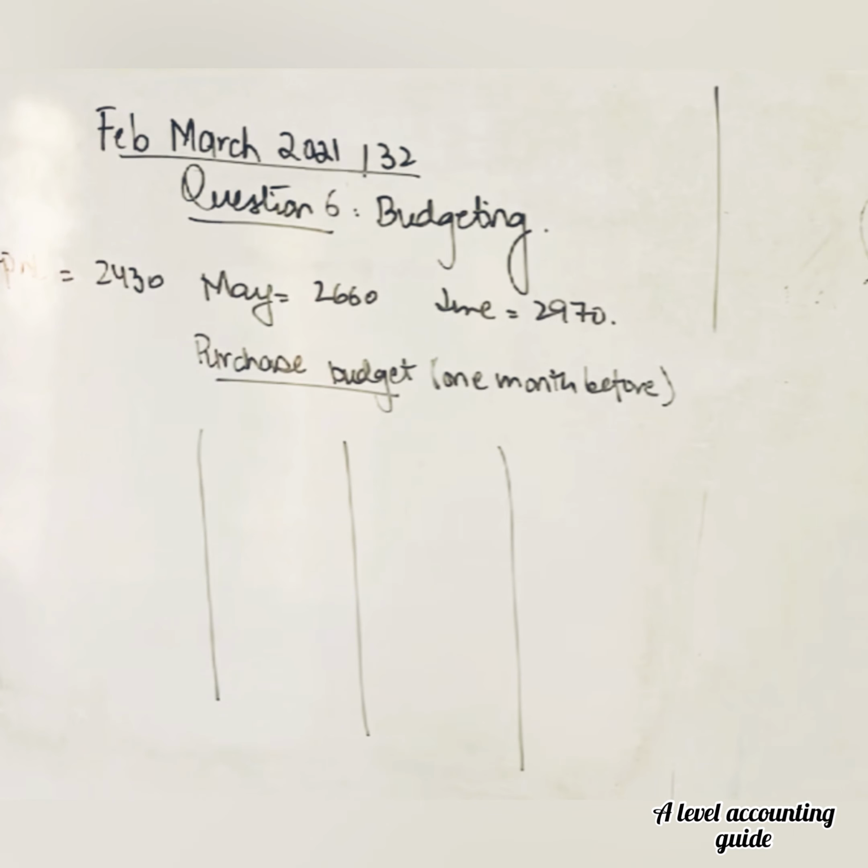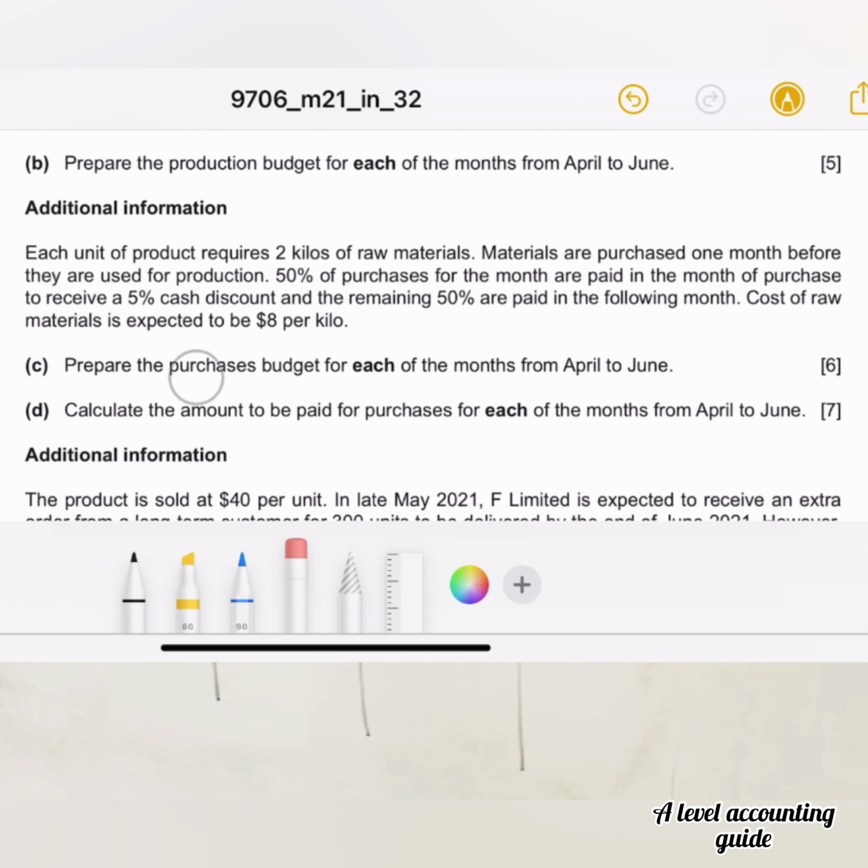Now the next part is that you're supposed to prepare a purchase budget. They've given you some information before that. It says that each unit of product requires 2 kilos of raw material, purchased 1 month before they're used for production. So this is the most important thing. Purchase budget is based upon production budget. So first of all, you're supposed to prepare production budget, then purchase budget, and then sales budget, and then cash budget is prepared.